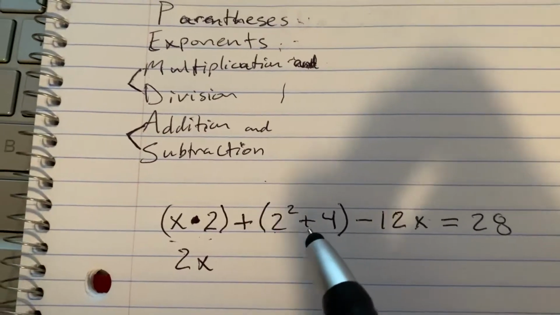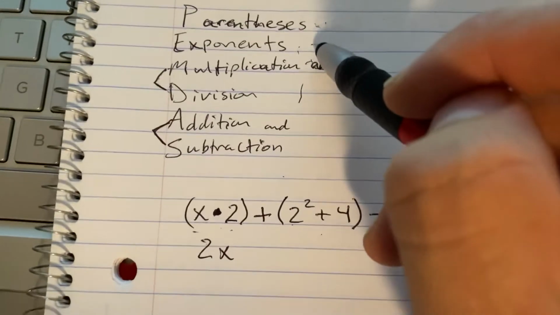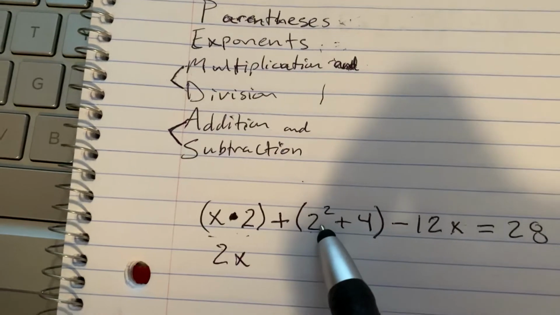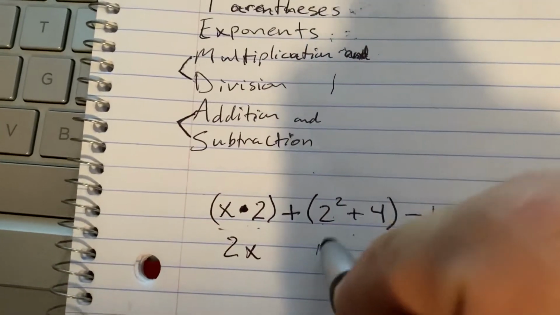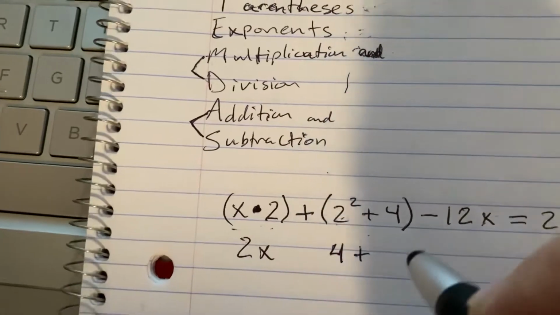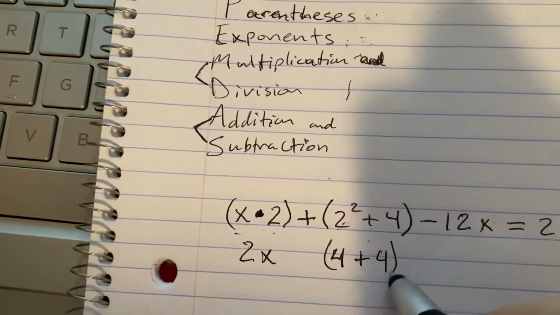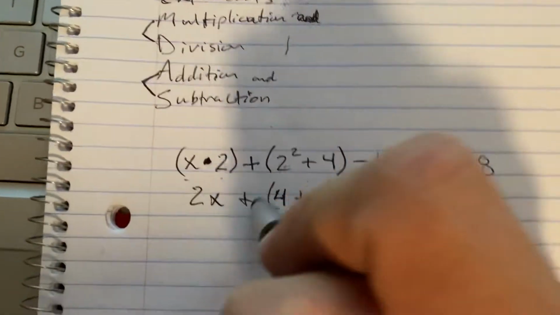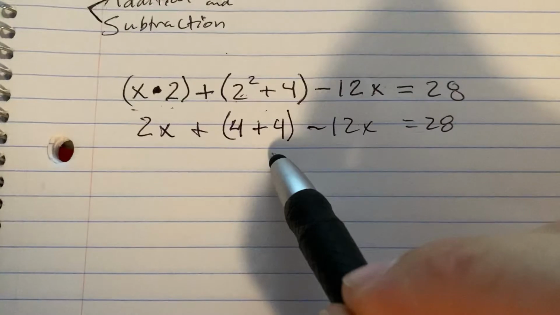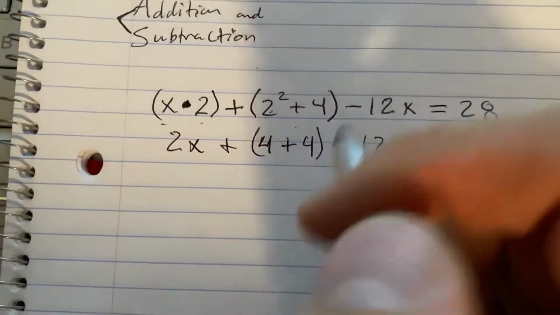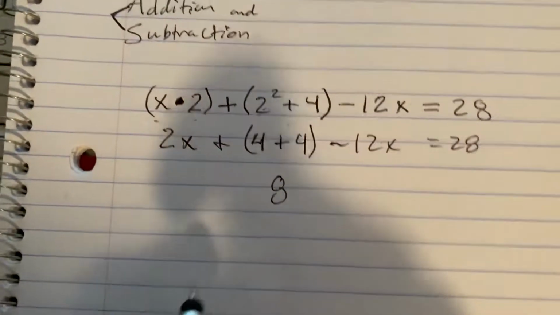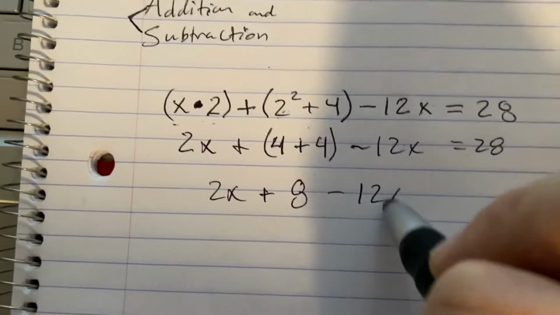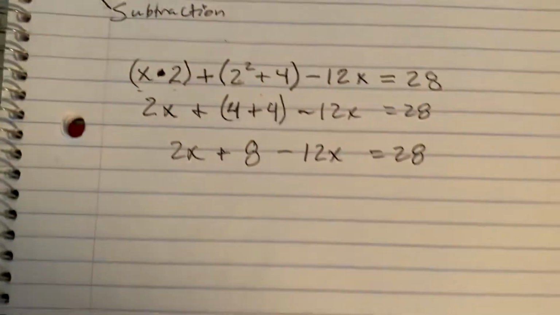So we've used our parentheses. So what's next? Exponents. Do we have any exponents in here? Yes, we do. So we're going to have 2 squared, which is 4, plus 4 minus 12x equals 28. Okay, so we're still left with the parentheses now. We have 4 plus 4, which is 8. So now we have 2x plus 8 minus 12x equals 28.